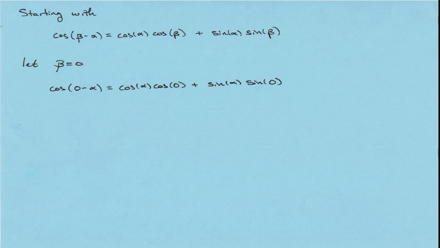Now let us begin with the derivation of the odd and even identities. So we'll start with the cosine of the difference of two angles, which, just to remind you, was cosine of beta minus alpha equals cosine of alpha cosine of beta plus sine of alpha sine of beta. If we make the substitution and take beta to be 0, then when we plug in, we get cosine of 0 minus alpha is cosine of alpha cosine of 0 plus sine of alpha sine of 0.